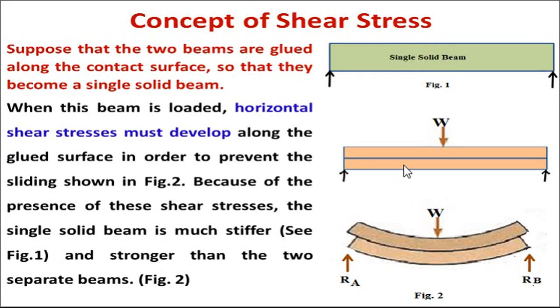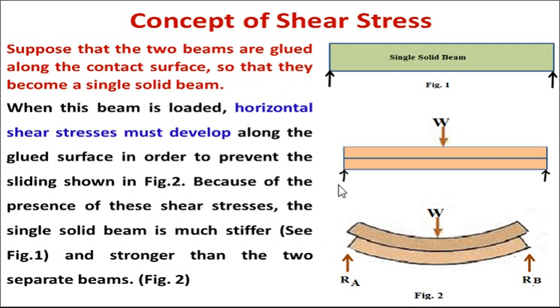Suppose these are the two layers and it is loaded, what happens? They will bend. If you are not using any solution or glue between the two contact surfaces, what will happen? Both portions of the beam will behave separately. That's why we use some glue material in between to avoid sliding because of the presence of these shear stresses. So what is the function of the glue? It will develop shear stress between the layers, meaning it will avoid the movement. Movement avoided means it develops the shear stress.